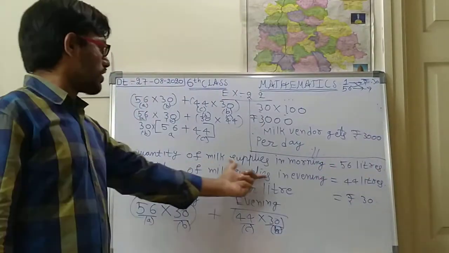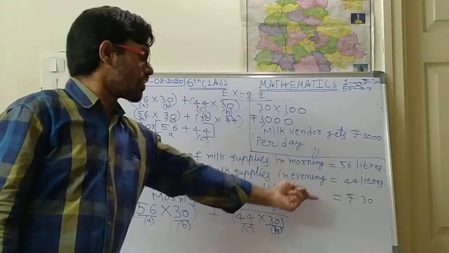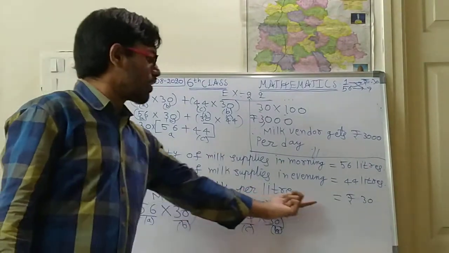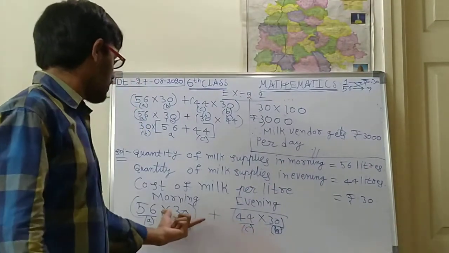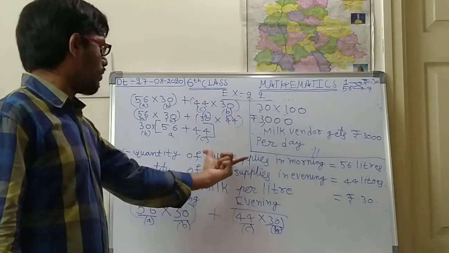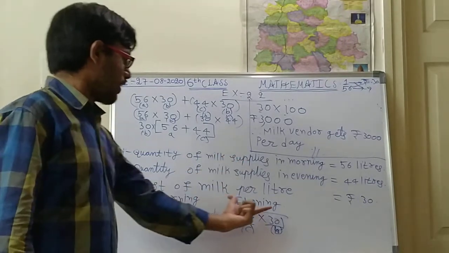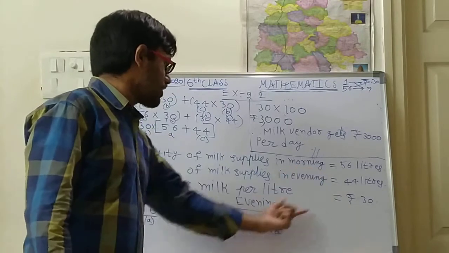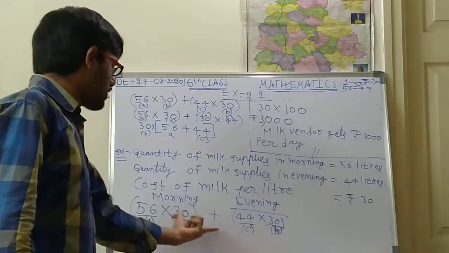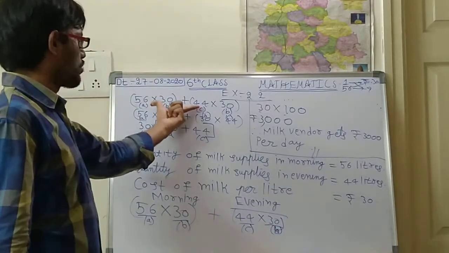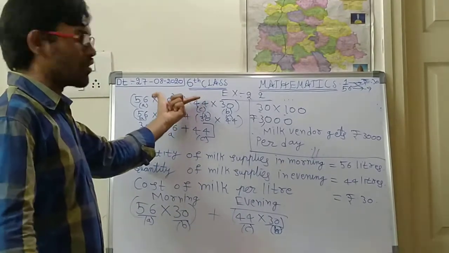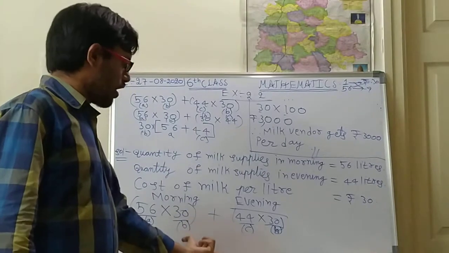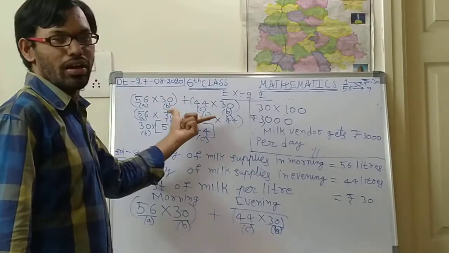So first step, quantity of milk supplied in the morning. Next, cost of milk per liter. Next you should divide into two sessions. So 56 in the morning time, 56 into 30. In the evening time, 44 liters into rupees 30. So the next step, at the bottom only you should do this one. Down here space is not there, that's why I have done it at the top. So you people should do it at the bottom only. You are not supposed to do it here again.